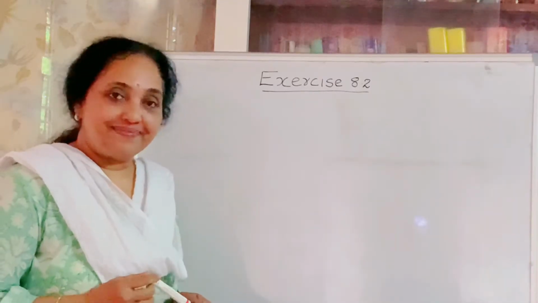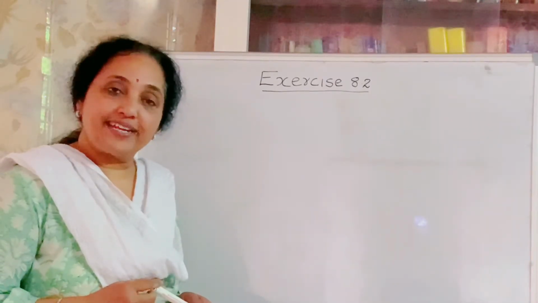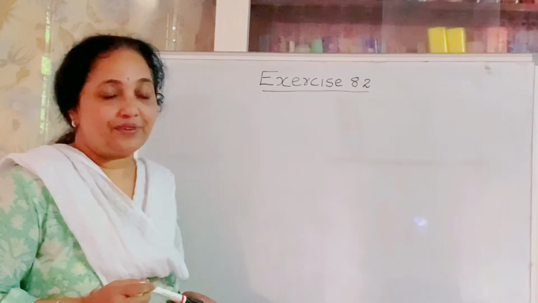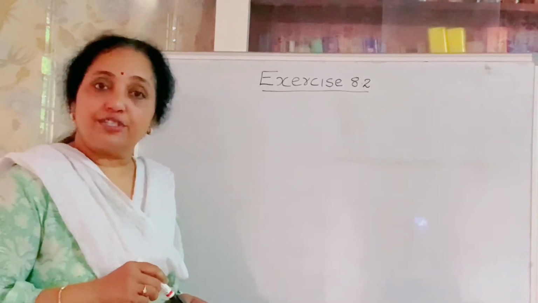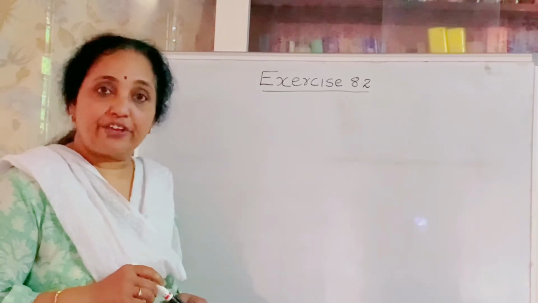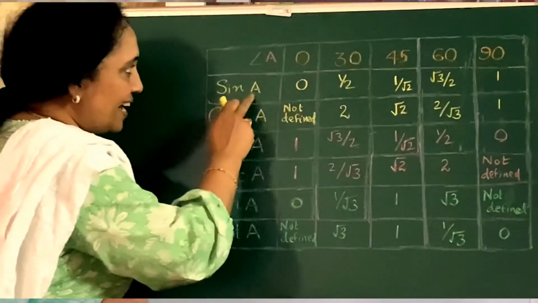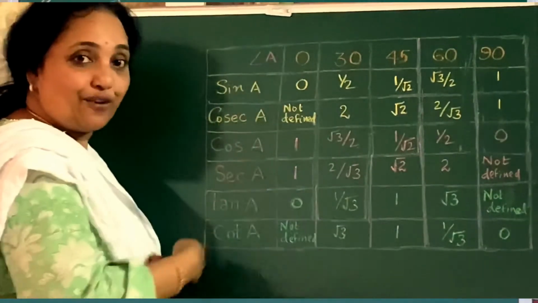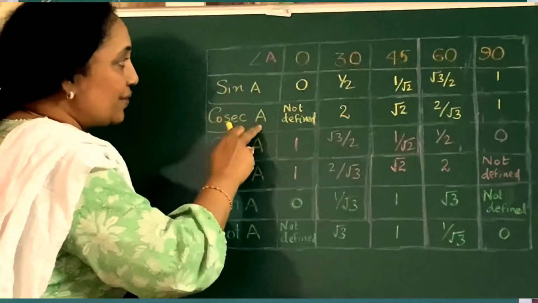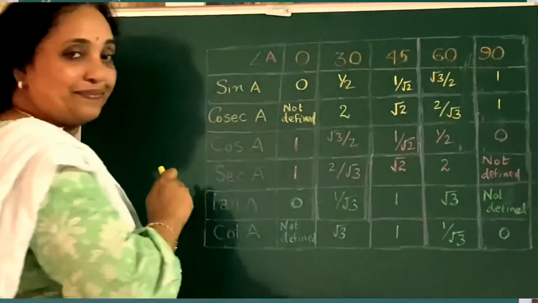Welcome. Today we are going to do exercise 8.2. For doing that exercise, you should know the values of trigonometric ratios of some specific angles. Look here, look into this table. Sine 0 is 0. Then cosec is the reciprocal of sine. So cosec 0 is reciprocal of this number.